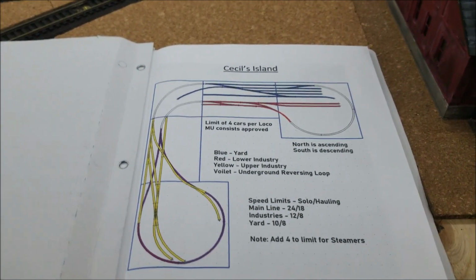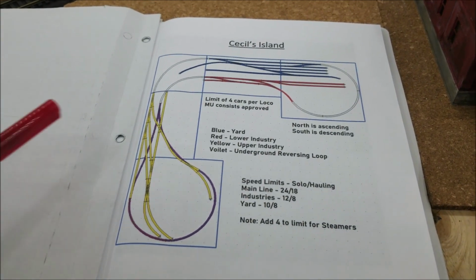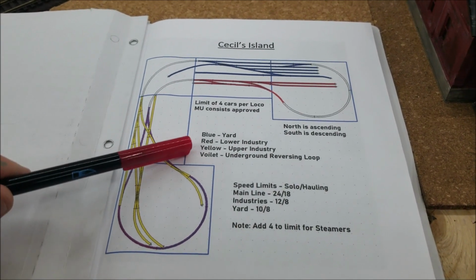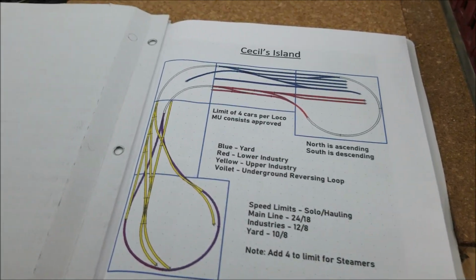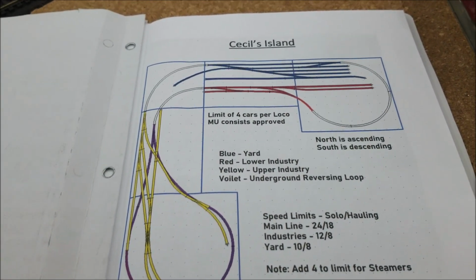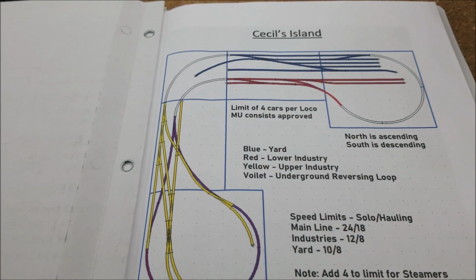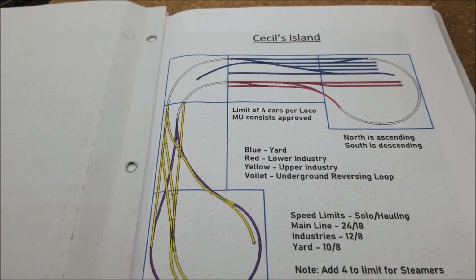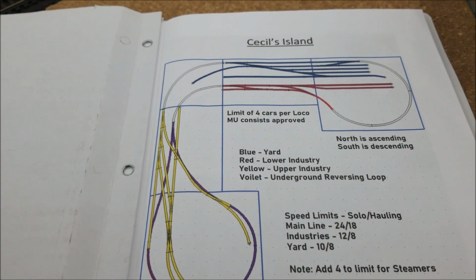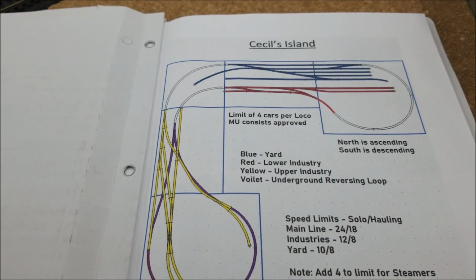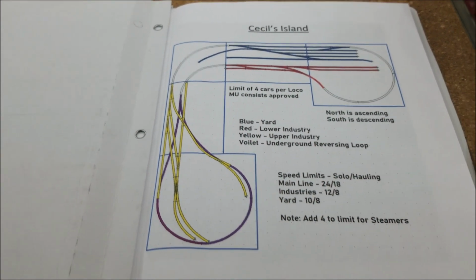The first page is a track plan of my entire layout. It's color coded, and there's a legend to talk about what areas reference what. So you have things like the yard, the lower and upper industries, and this is referenced in pictures and in the guides so that they can reference it if they need to.